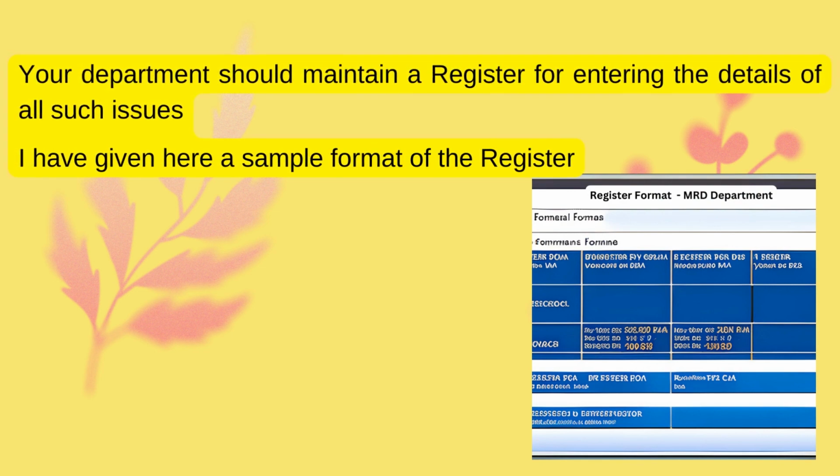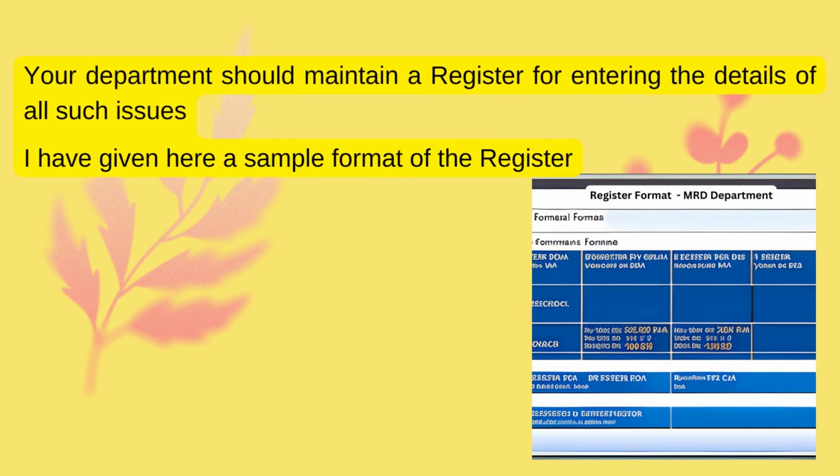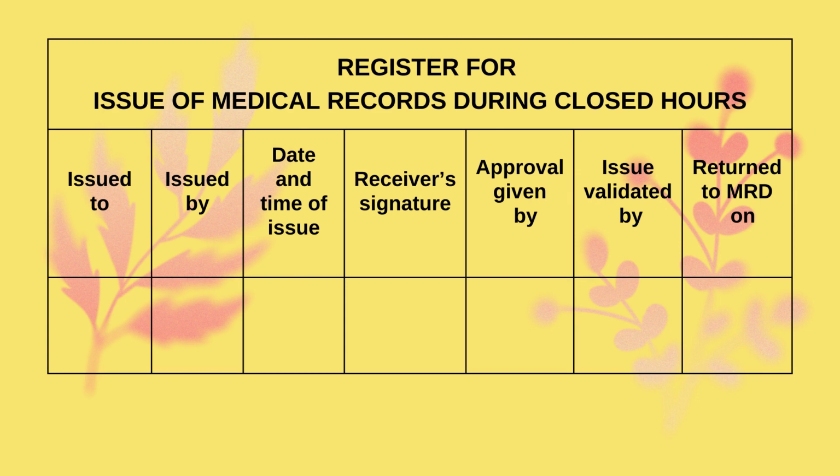I have given here a sample format of the register. You may give the title, Register for Issue of Medical Records during Closed Hours. Here I have created 7 columns which I feel are most appropriate for this type of a register. The column headings are Issued to, Issued by, Date and time of issue, Receiver's signature, Approval given by, Issue validated by, and Returned to MRD on. You are free to modify the format and add your own parameters.